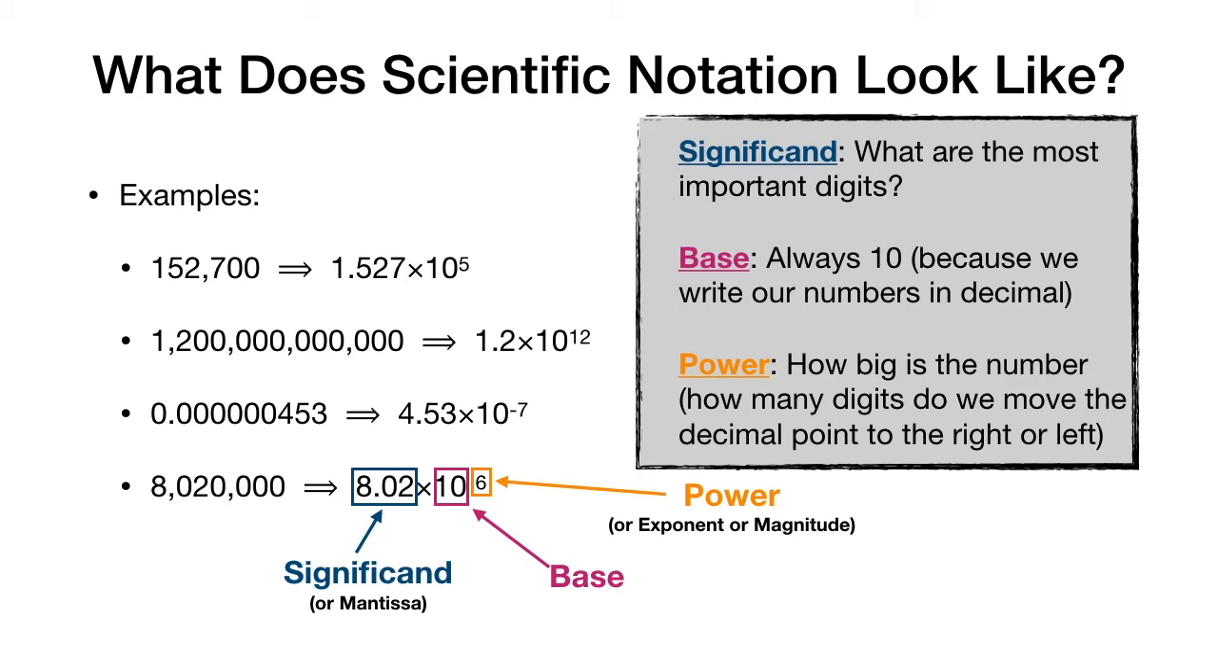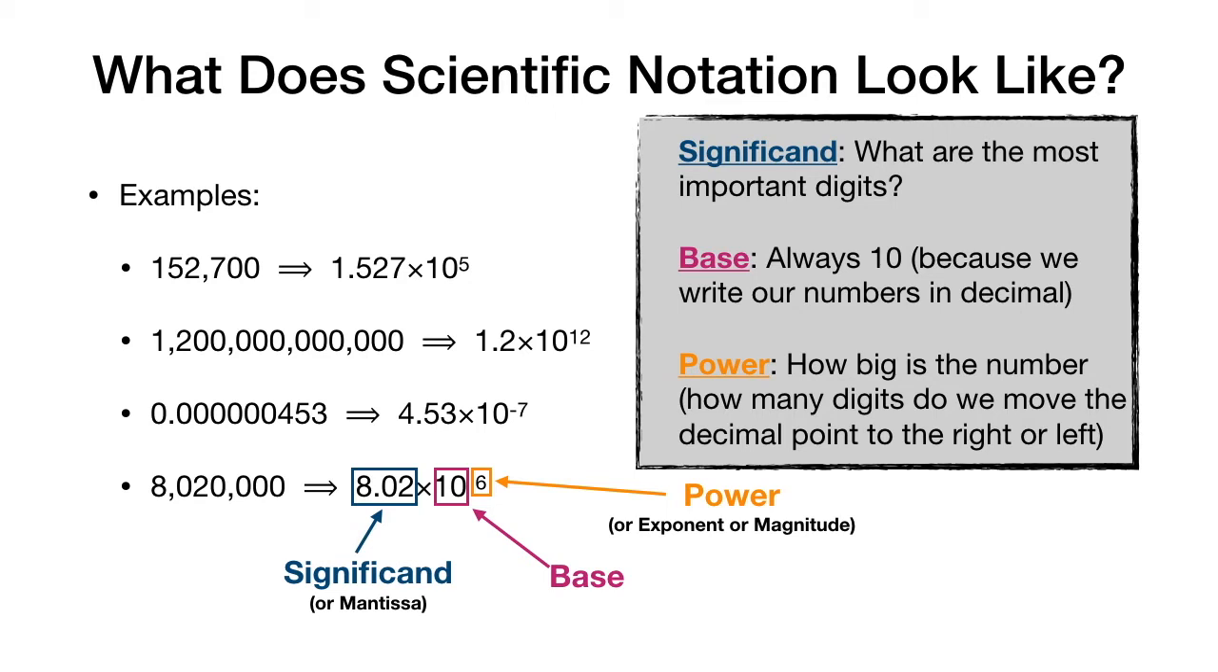And so you notice in all these examples, there is exactly one digit to the left of the decimal in the scientific notation version, and then the multiplication by 10 to a power tells us how far to the right or to the left we need to move that decimal point to make the number. So for example, in the first one, 1.527 times 10 to the fifth. That means we need to move that decimal 5 places to the right to get our final number. Likewise with 1.2 times 10 to the 12th. That means we have to move our decimal point 12 spaces to the right to get our number.